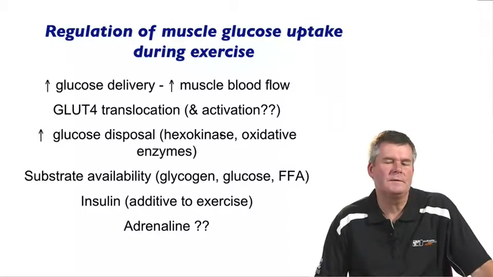And finally, circulating adrenaline, which increases with increasing exercise intensity, has well-described effects on muscle glycogen. The effects on glucose uptake are less clear.